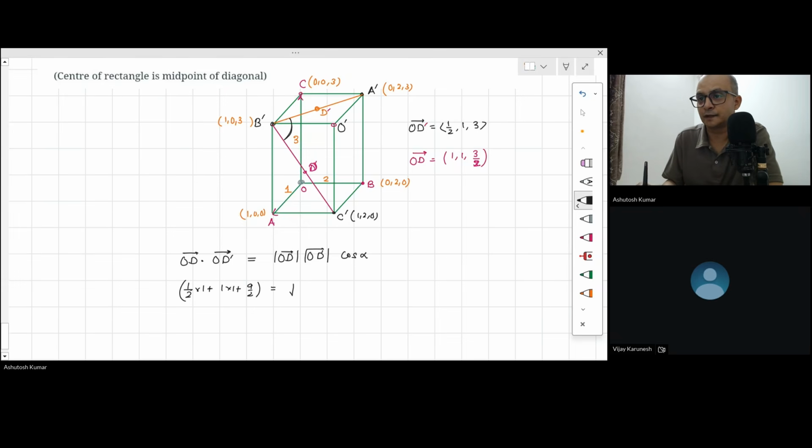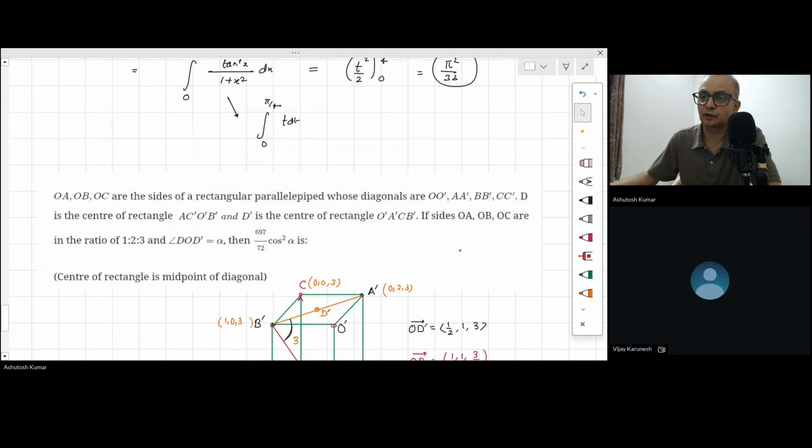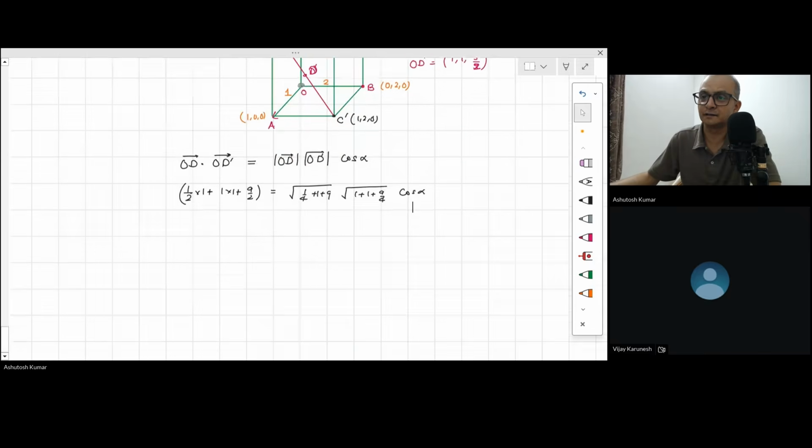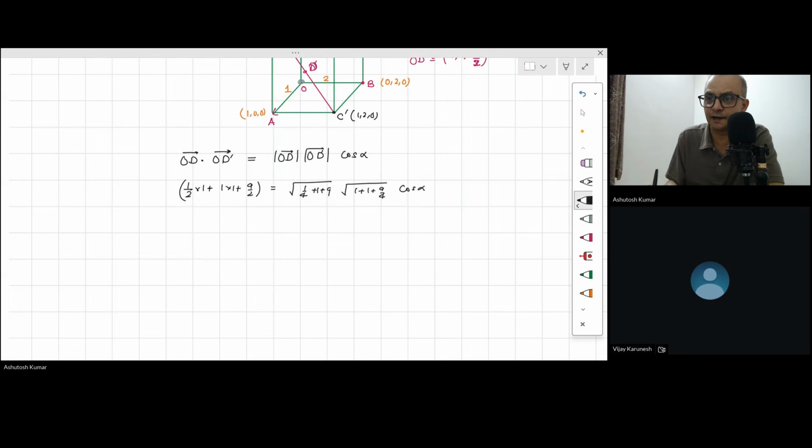Magnitude we can find: 1 by 4 plus 1 plus 9, and here also 1 plus 1 plus 9 by 4. You notice that they're asking for cosine square alpha, so we can directly square it. Let me add this first. This is nothing but 2 by 2, so we get 9 plus 2, 11 plus 1, 12, 6.